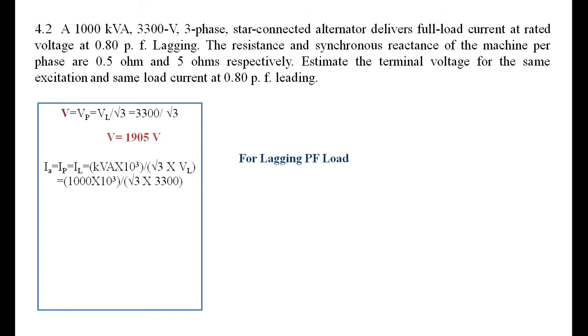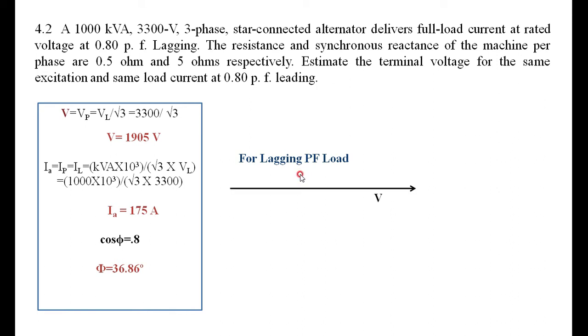Then IA is equal to IP is equal to IL. Once again you are getting kVA into 10 raised to 3 divided by root 3 into VL. Thereby what we are getting is the IA, that is the armature full load current, is 175 amperes. Then cos phi is given as 0.8 in both the cases. Therefore phi in both the cases is 36.86. In the first case it is lagging, that is minus 36.86. In the second case it is plus 36.86, that is leading.